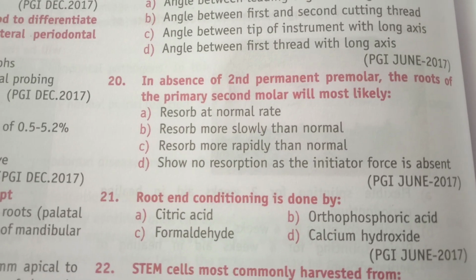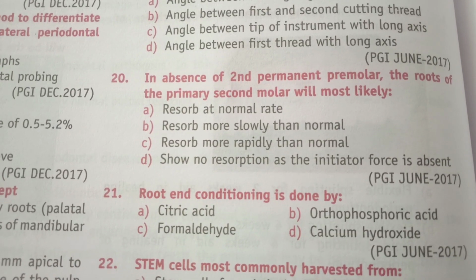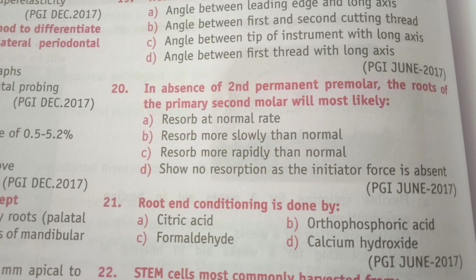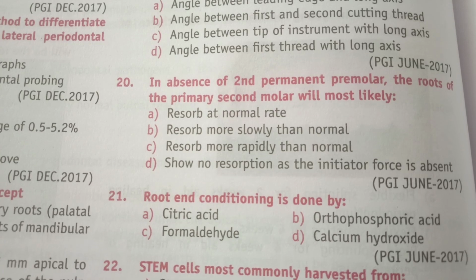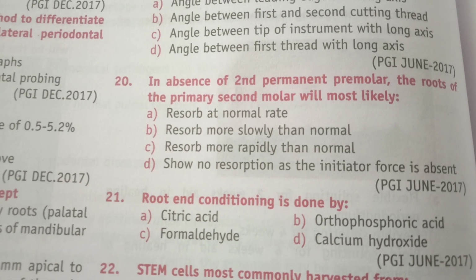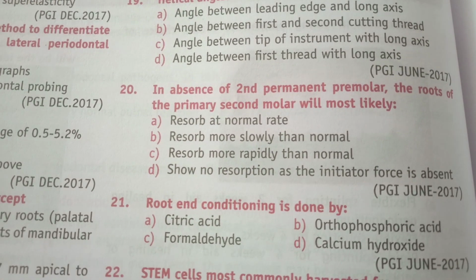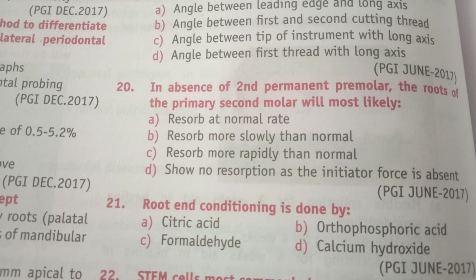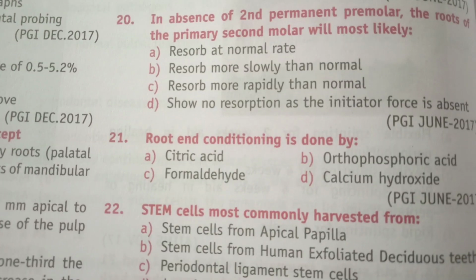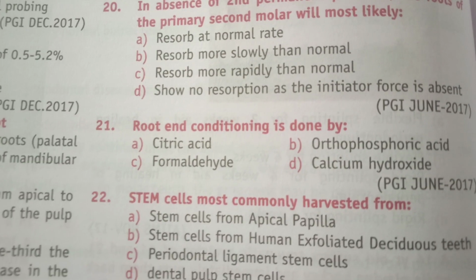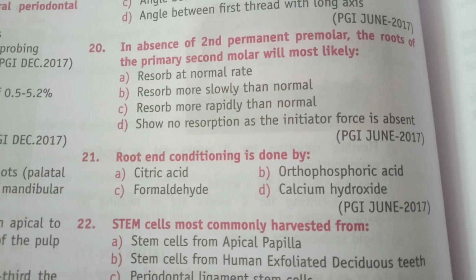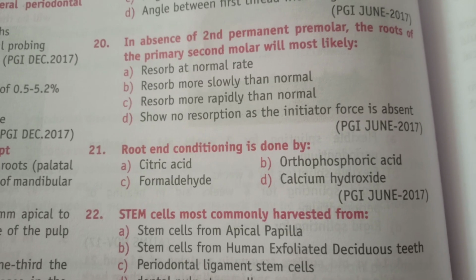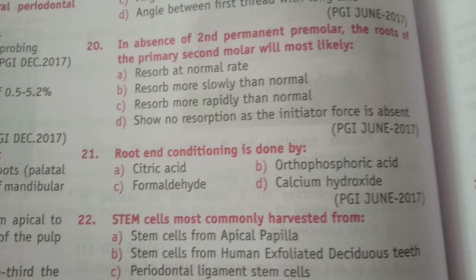20. In the absence of a second permanent premolar, the roots of the primary second molar will most likely resorb more slowly than normal because there is no second permanent premolar. Now 21, root end conditioning is done by citric acid, orthophosphoric acid, formaldehyde, or calcium hydroxide. Answer is A, citric acid.